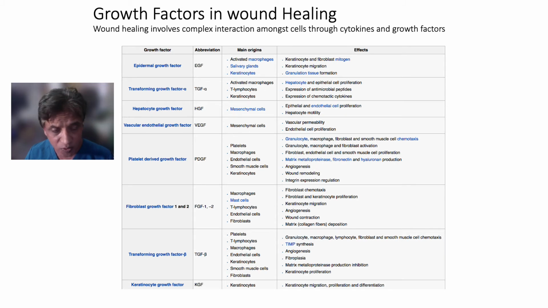So the two things to note here is, not only are there multiple growth factors, but there is not one single cell type that only releases a growth factor. The same growth factor can be released by multiple cells. And there are multiple growth factors released in the healing wound. The cells involved in releasing these growth factors range from platelets, macrophages, endothelial cells, smooth muscle cells, keratinocytes, and so on.